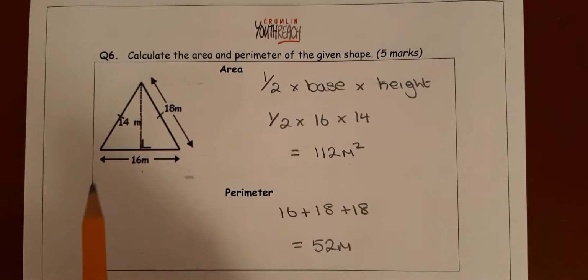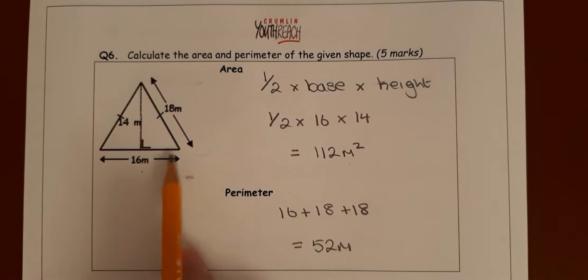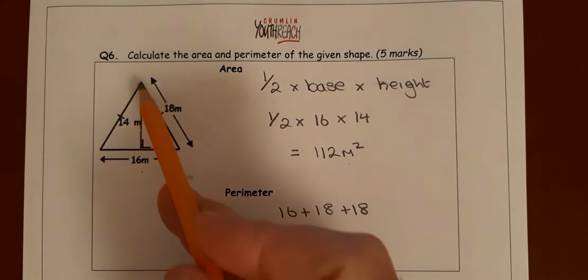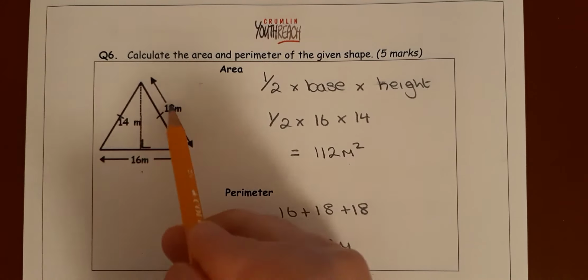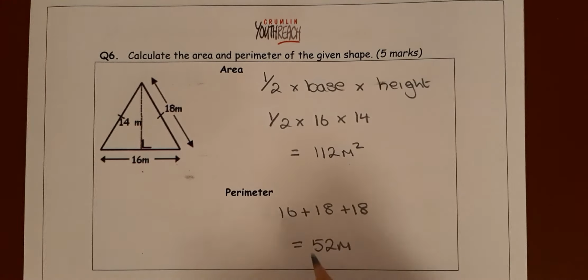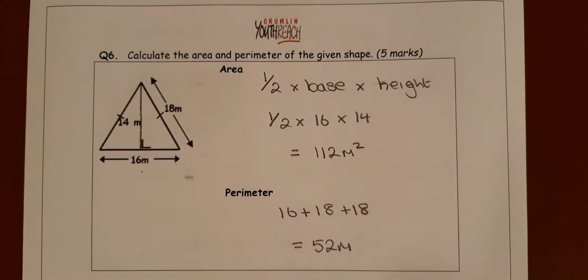The perimeter of the shape is got by adding the three sides. So we have 16, 18, and 18. The two ticks here mean that both sides are equal. So 16 plus 18 plus 18 equals 52 meters.